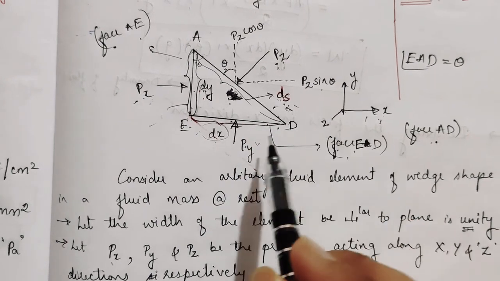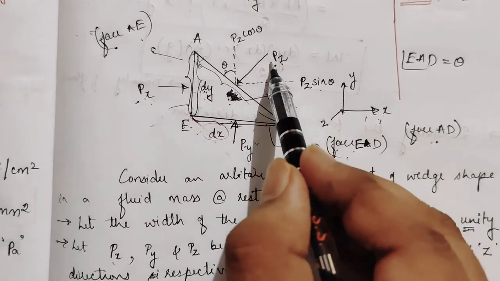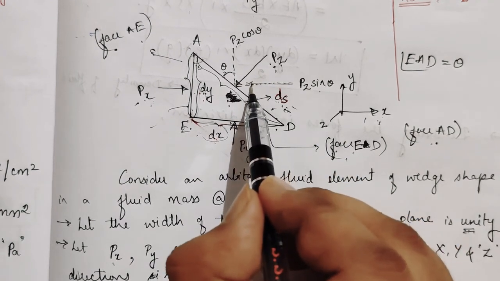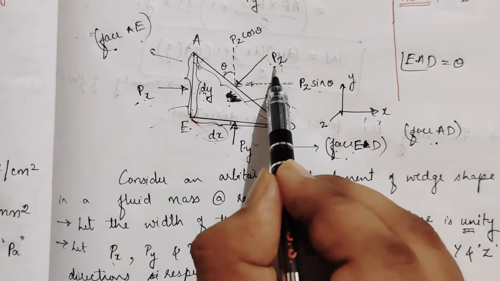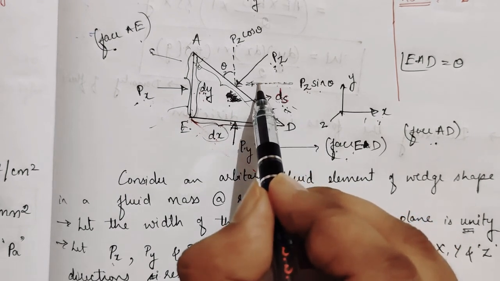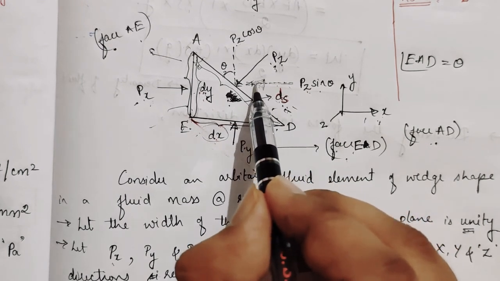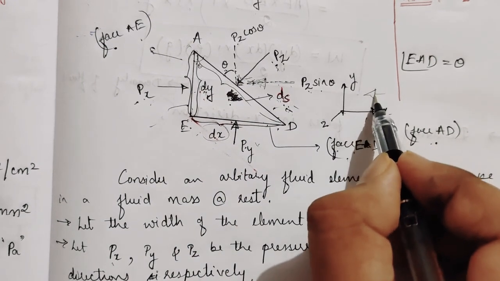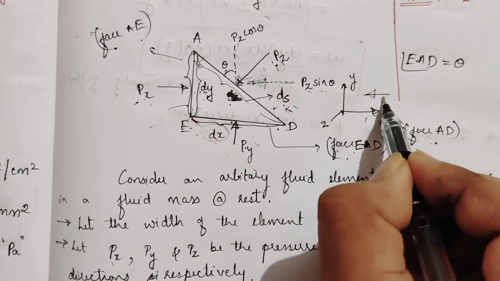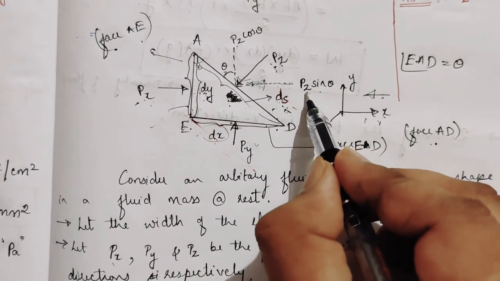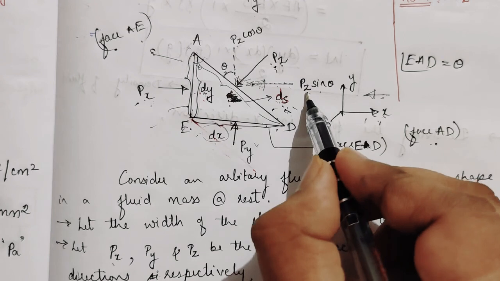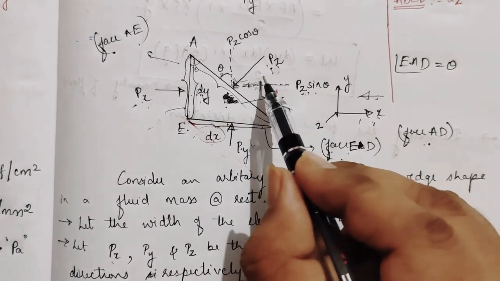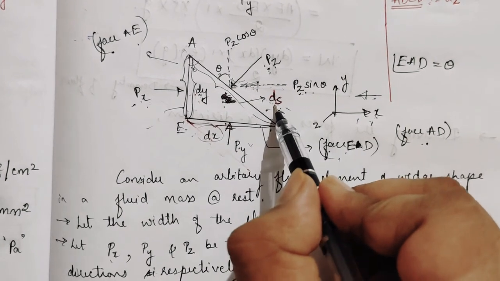Then what are the other forces acting in x direction? This one is inclined, right? So we have to take what? The resolved component of this pz, that is acting opposite to the direction. So the direction, you see, it's acting on the surface, right? So the direction is like this. Opposite to the x direction means it is minus pz sine theta into ds is equal to 0.